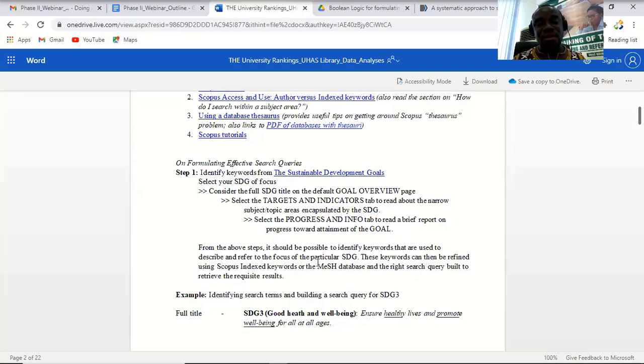So from the above steps, it should be possible to identify keywords that are used to describe and refer to the focus of the particular SDG. These keywords can then be refined using Scopus index keywords or the MeSH database and the right search query built to retrieve the requisite results. Great idea. So let's see what happens. I'll go to that site, just give you a fair idea what exactly we did in order to arrive at our search query. So if we go to the global goals right now, the UN global goals.